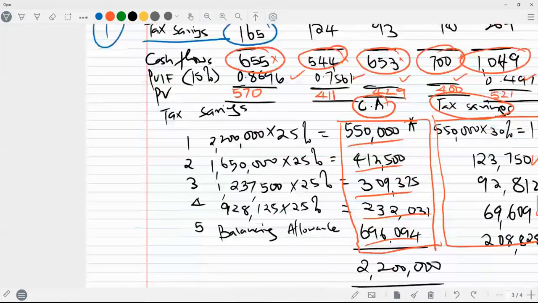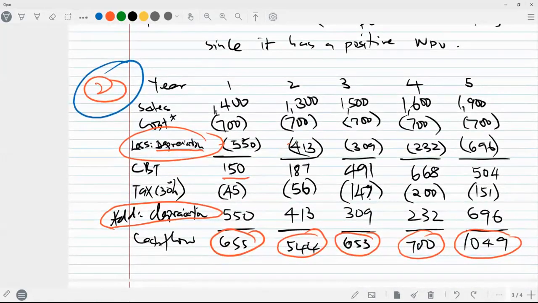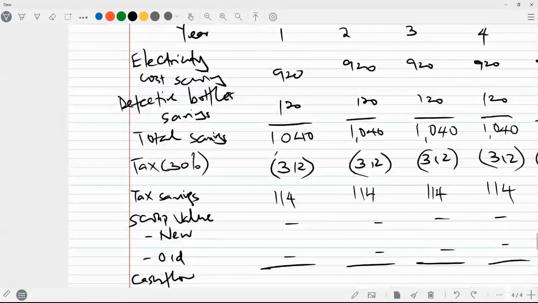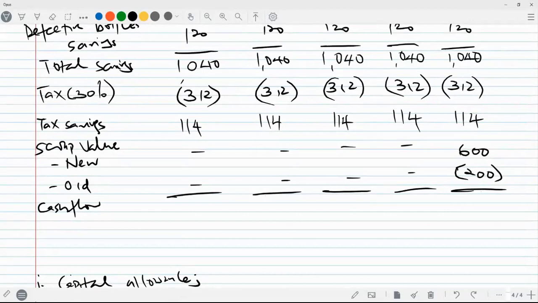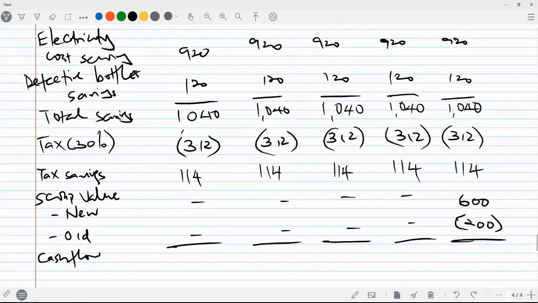Or you can use the second method if you prefer, where you subtract the depreciation, then you add it back. I want to follow the first method in this question. If you want to follow the second method, no problem. Either method is going to give the same answer. It's just a matter of preference. Okay, any other question?